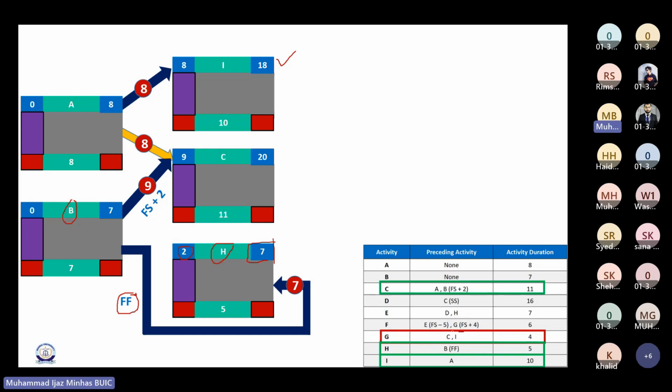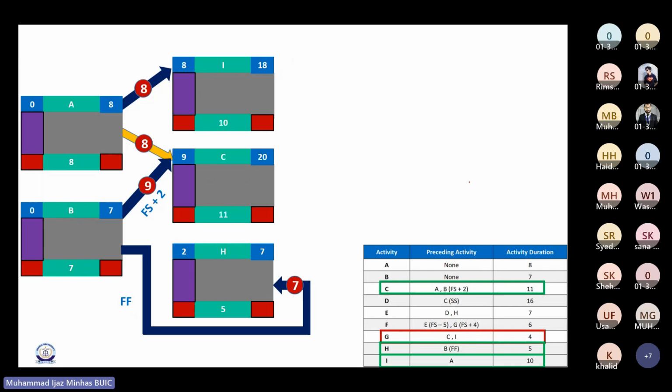If you look at activity G, it is dependent on I and C both, correct? None of the other activities have I as a predecessor. So it will help me draw a clean and neat network diagram. That's why I'm following this approach. Otherwise, the normal approach is to start drawing from A, B, C, D, E, F in the same sequence. That is also correct, but sometimes it creates a mess on the page.